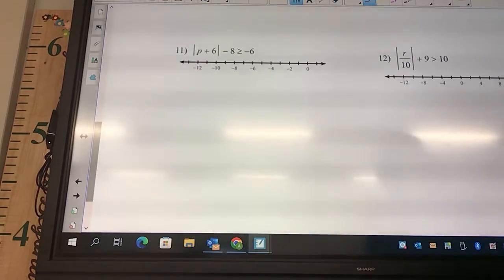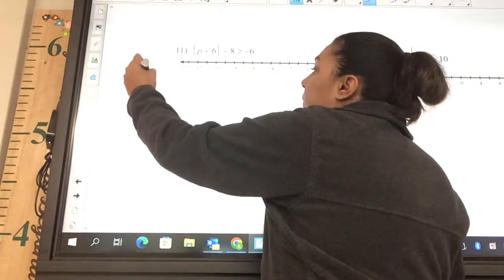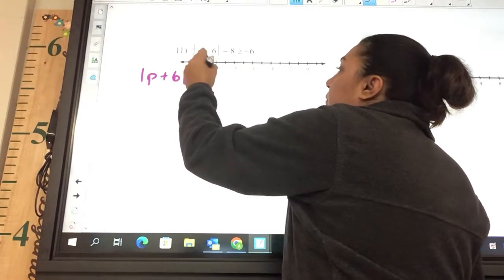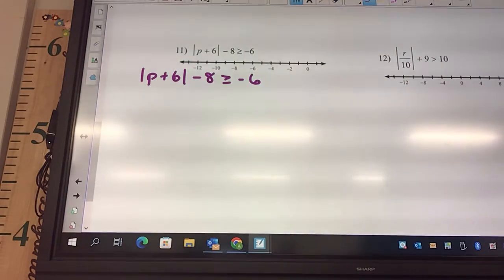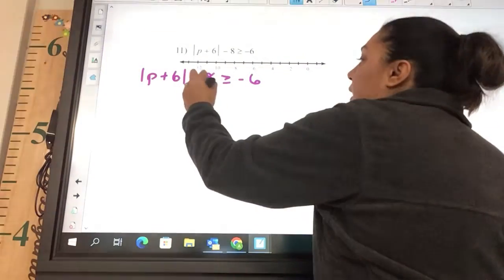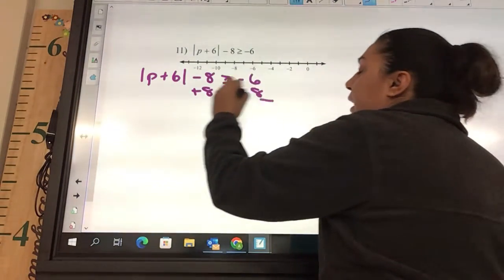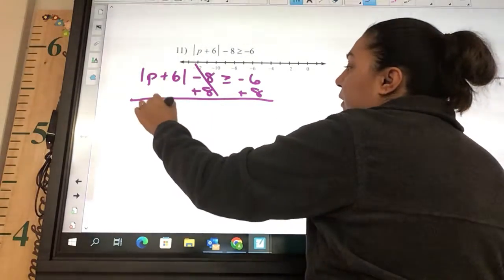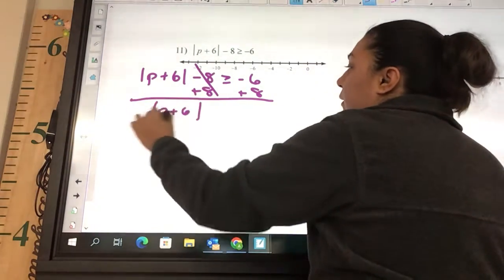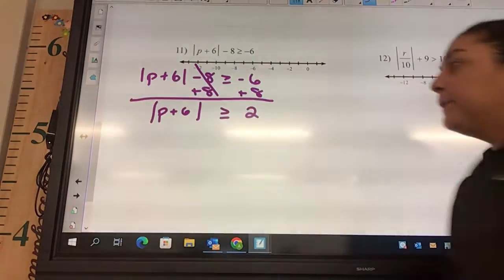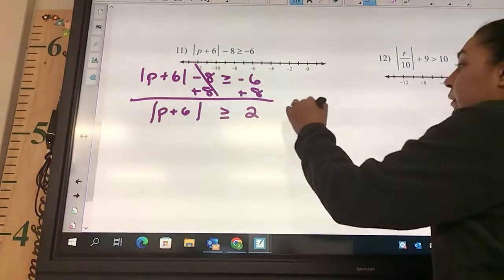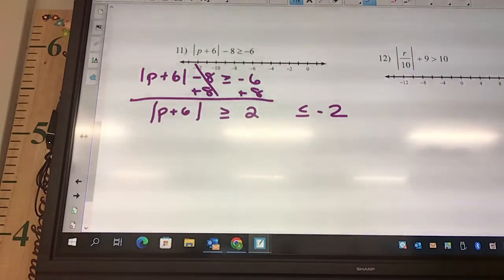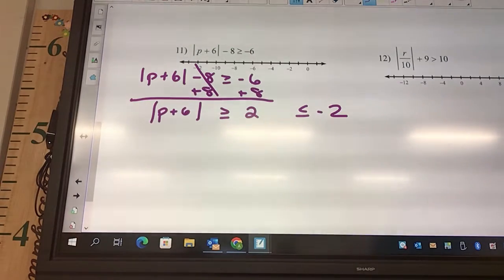Okay, your first thing that you need to do, and I'm going to write my stuff down here. How do we move that minus 8? We're going to add 8. So that's the first thing we need to do, get everything away from the bars before you are allowed to flip and make it a negative. Now, are the bars all by themselves? Yes, so now we are allowed to flip it, just like you have been doing, and make it a negative. And now we continue to solve for P.